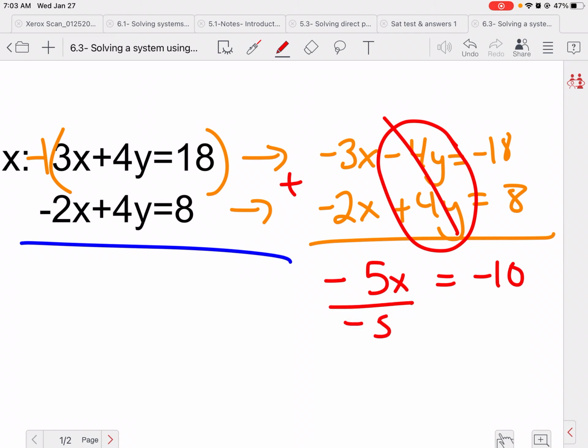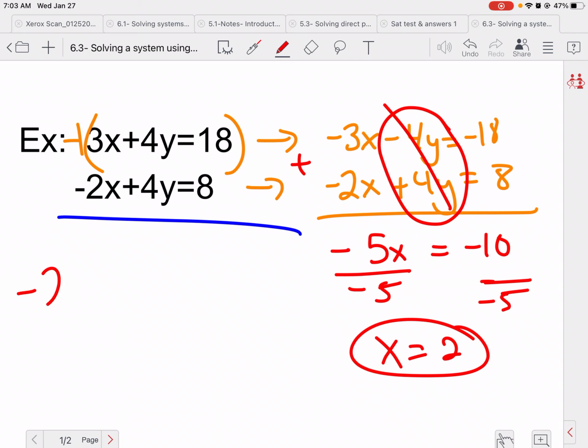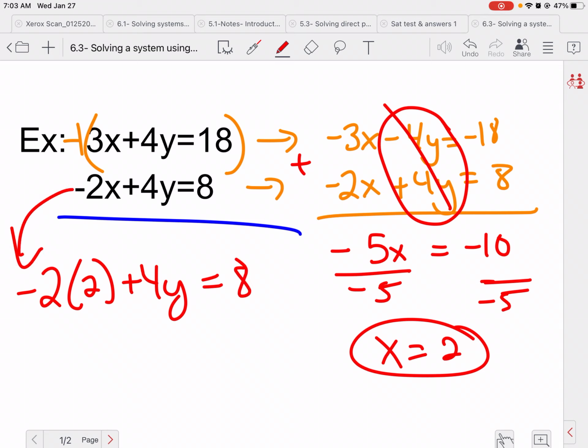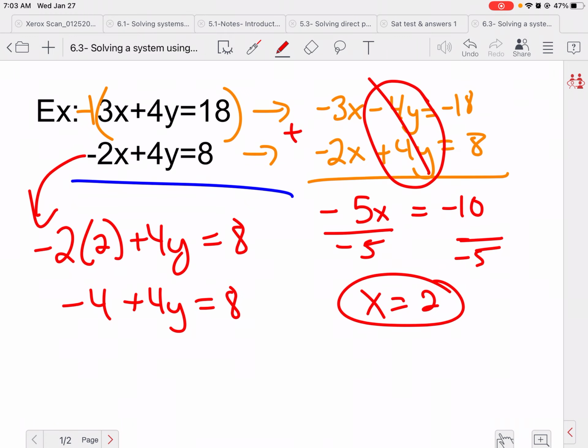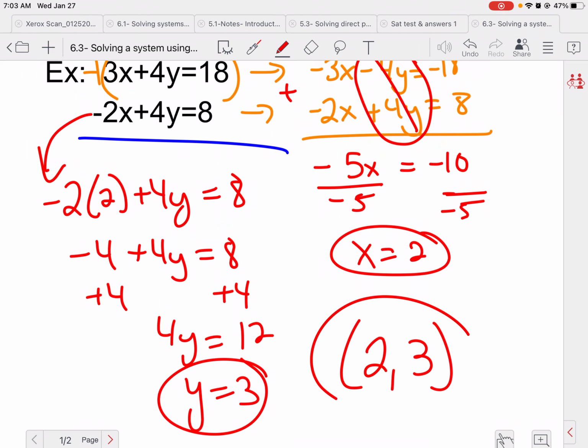And then I'll divide by negative 5. So I get x equals 2. Okay. And then once I know that x equals 2, I can plug that into one of my equations. So I'll plug it into my bottom one for giggles. So negative 2 times 2 plus 4y equals 8. Again, I just plug that into this equation here. So this would be negative 4 plus 4y equals 8. I'm going to add 4 to both sides. And I'm going to get 4y equals 12. And therefore y equals 3 if I divide both sides by 4. So again, my final answer is going to be 2, 3.